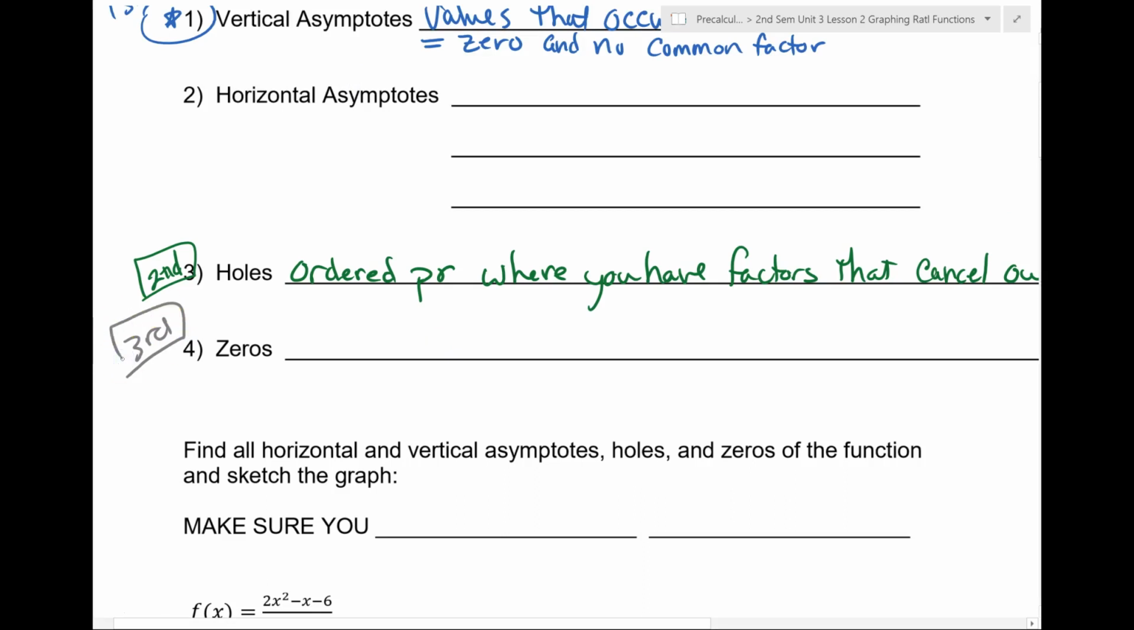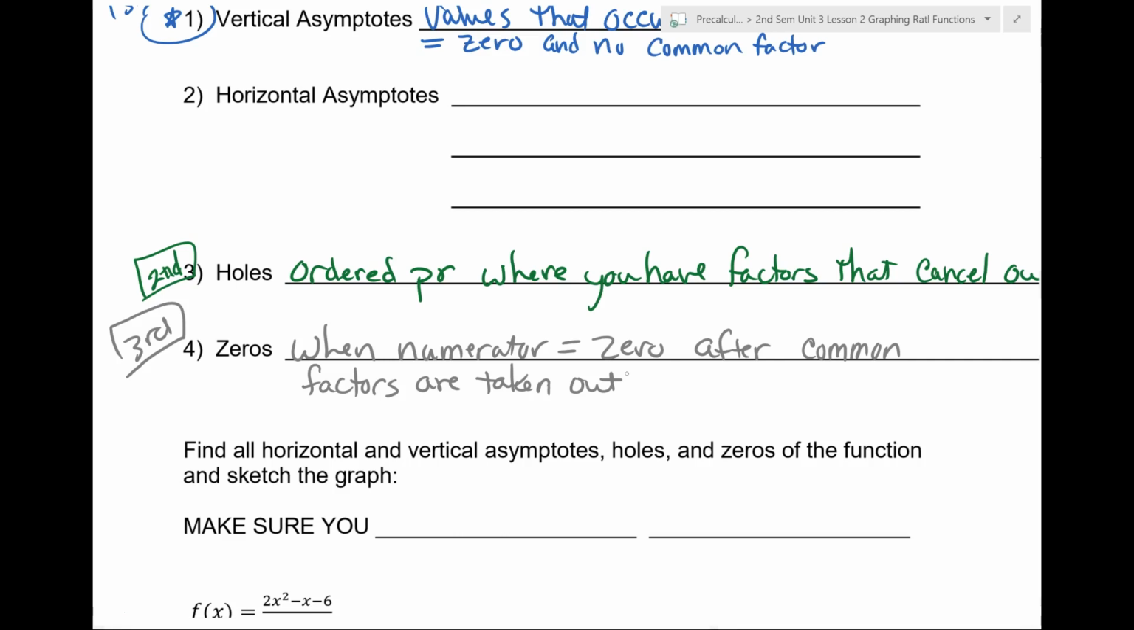Now, how do I find the zeros? This is very easy. It's when your numerator equals 0 after common factors are taken out. So it's when the numerator equals 0 after common factors are taken out.